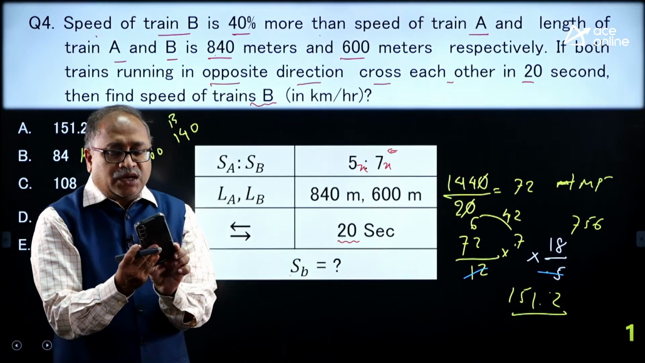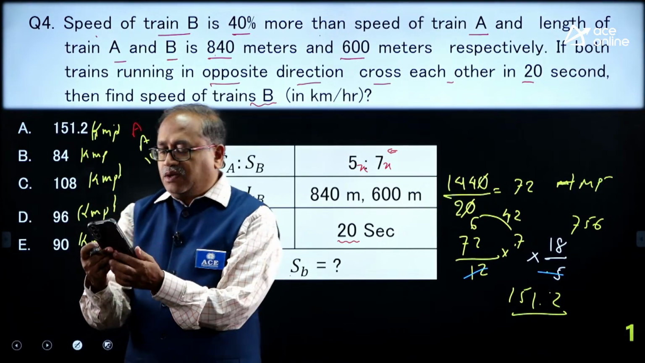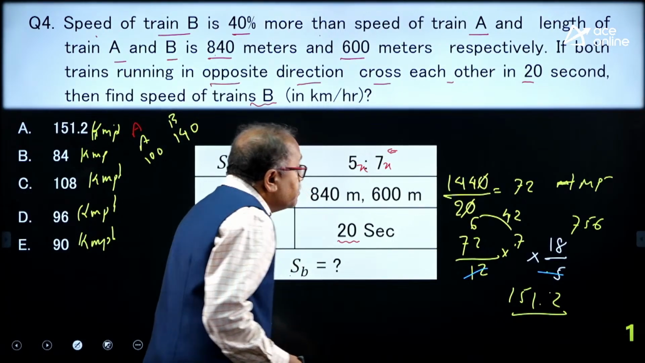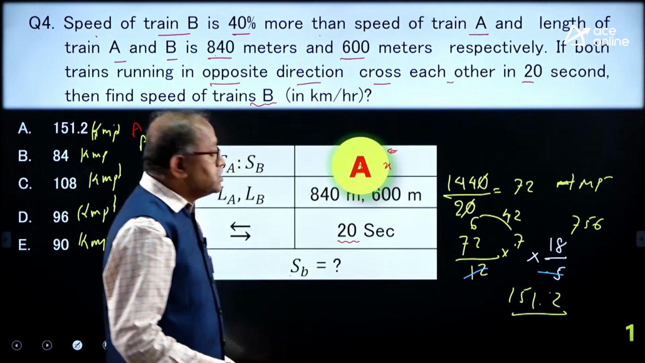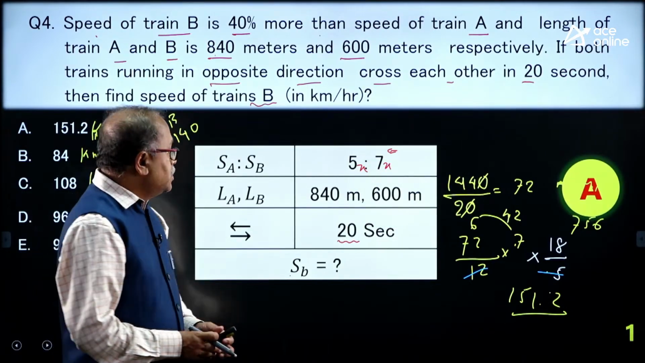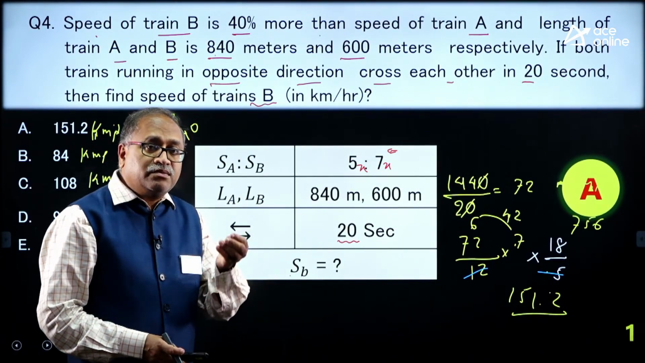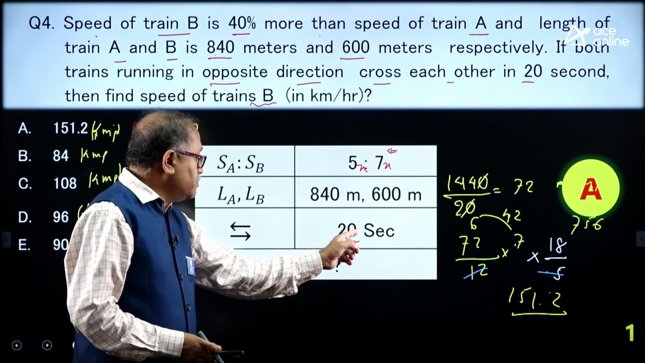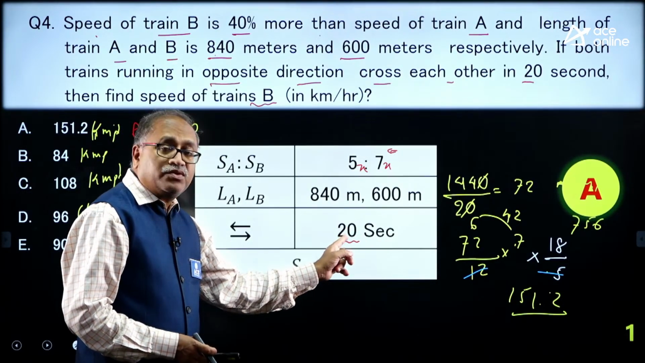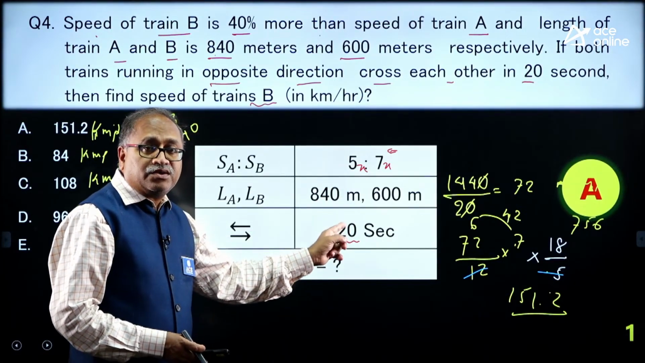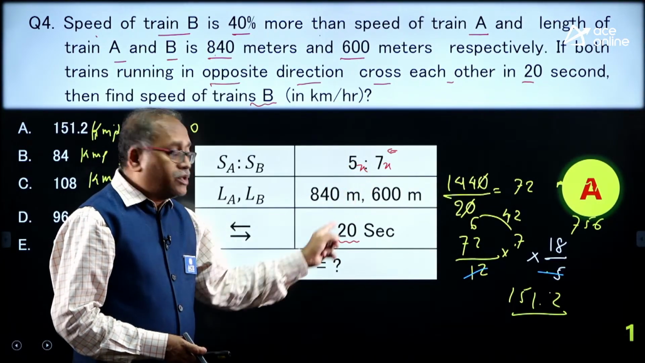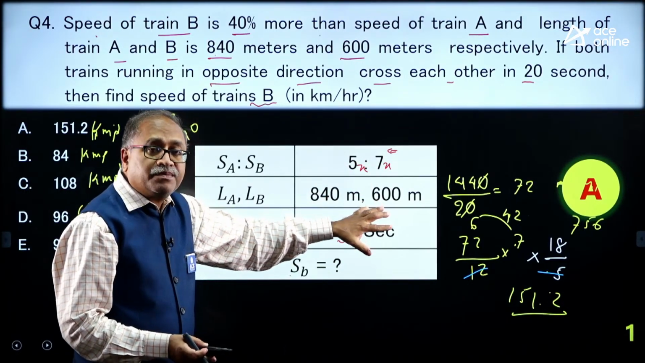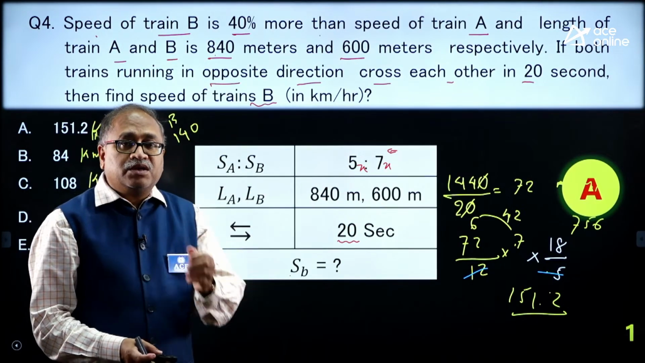Aman answered it, so nice, that is 151.2, option choice A. So, did I check the option? Yes, option choice A. It was really an easy question, but you have to understand the concept that we have the distance and we have the relative time. So, I will get the relative speed and the ratio is there. With the help of the ratio we can get the speed of A or speed of B, and these are in meters per second, so I need to convert them into kilometers per hour.